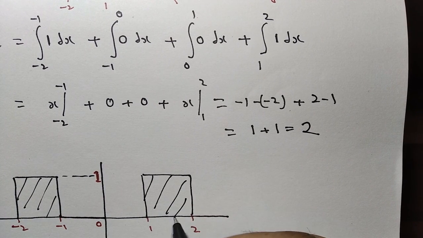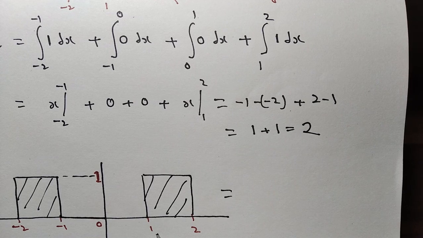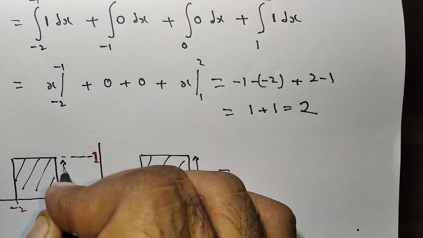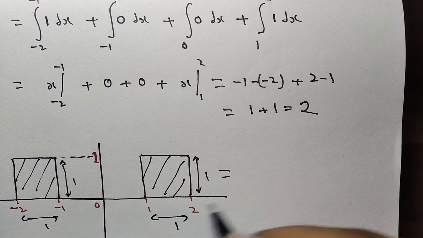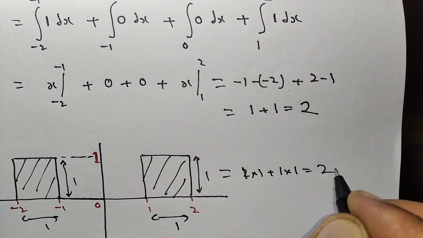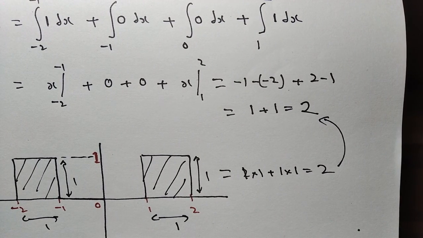Now if we calculate this area, this length is 1 and this height is 1. In this one also the height is 1 and the length is 1. So we have two rectangles, 1 cross 1 plus 1 cross 1, that is 2. And these two are the same.